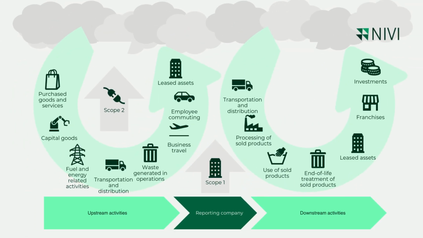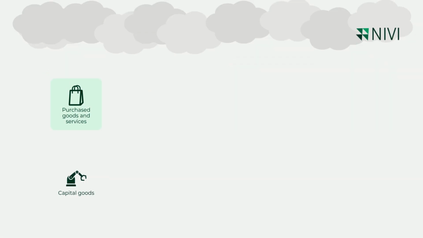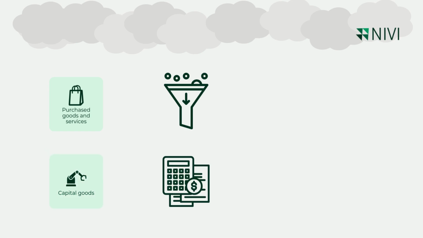In the GHG Protocol, there is a category for purchased goods and services and a category for capital goods. While purchased goods are products that are consumed in production or other operational activities, capital goods are goods that are purchased as an investment that is depreciated over time, such as machinery or furniture.